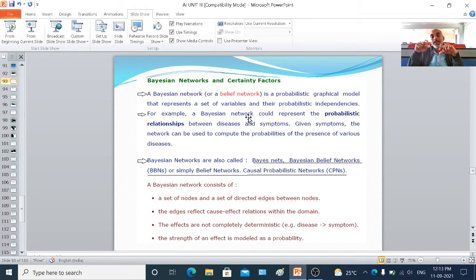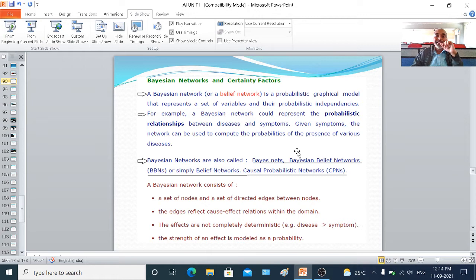Just like the semantic network, here also you are going to represent it with a diagram. We are going to represent it with a graph, a diagram which consists of nodes, right? A Bayesian network consists of a set of nodes and a set of directed edges between the nodes. So we have the nodes and some directed edges, and each node is associated with some probabilities. Nodes are nothing but the events happening in our particular example.